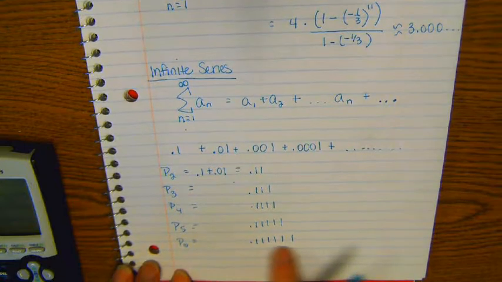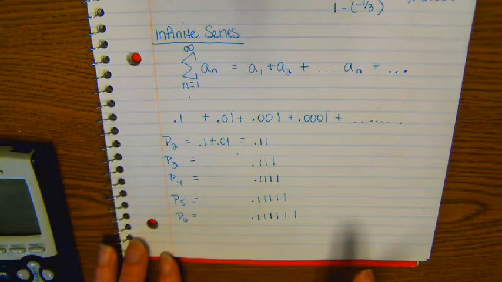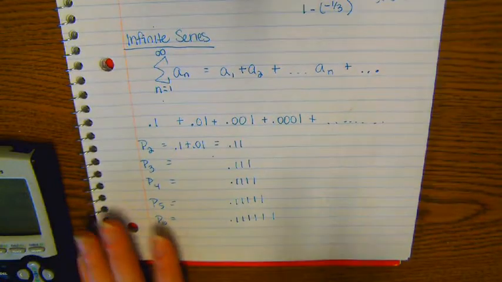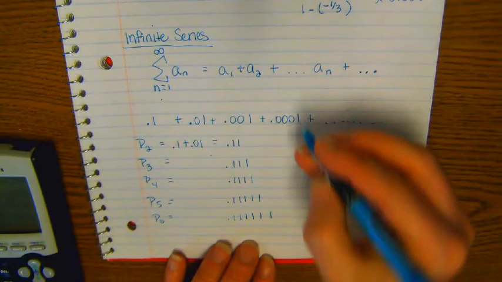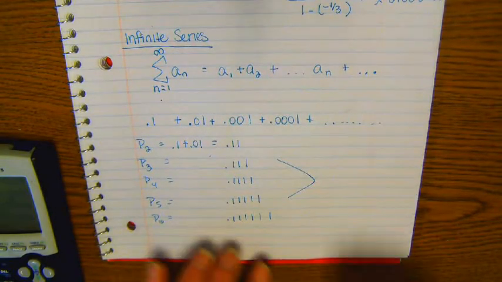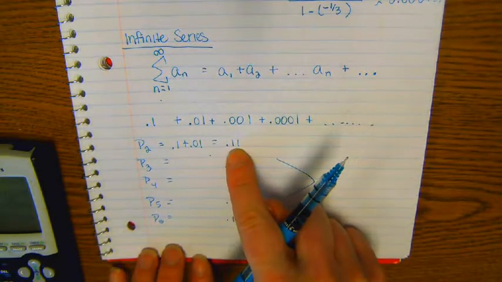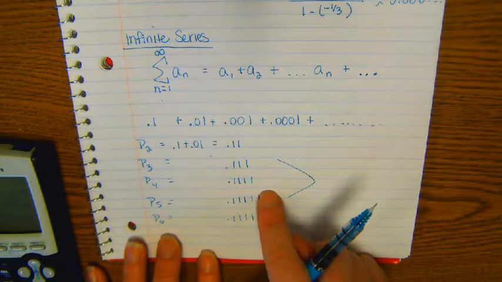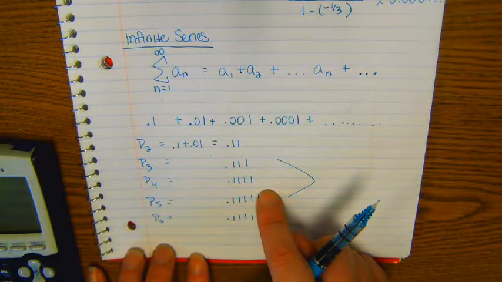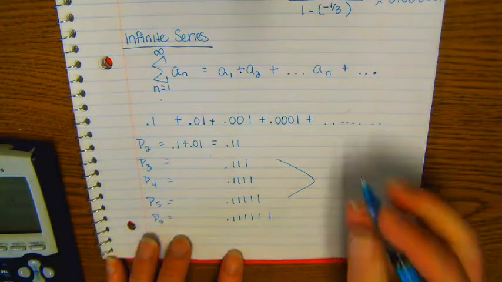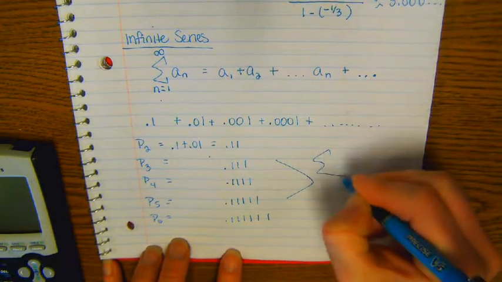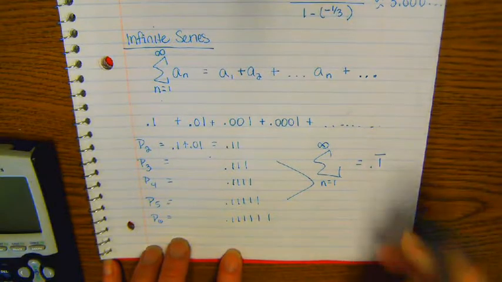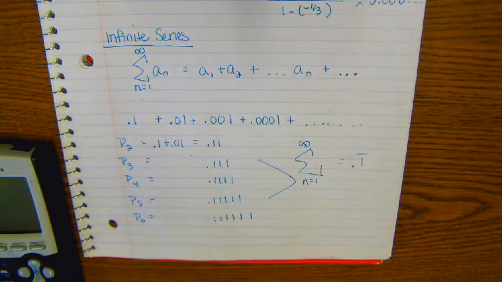You don't know what this is called? 0.1 repeating. Okay, if this was going to continue forever, wouldn't the sum approach 0.1 repeating? Wait, I thought that was 0.1. It isn't. This is 0.11. This is 0.111. If I added these all up to infinity, what would the sum be? It would be 0.1 repeating. By the way, what fraction is that?